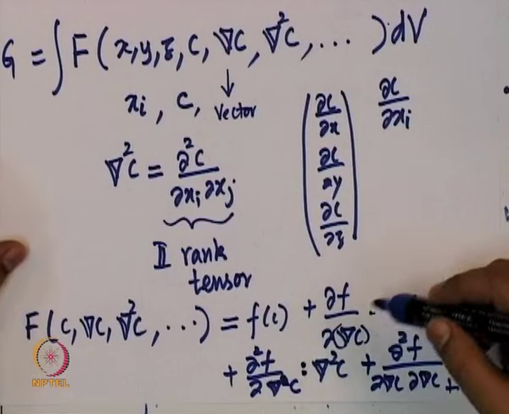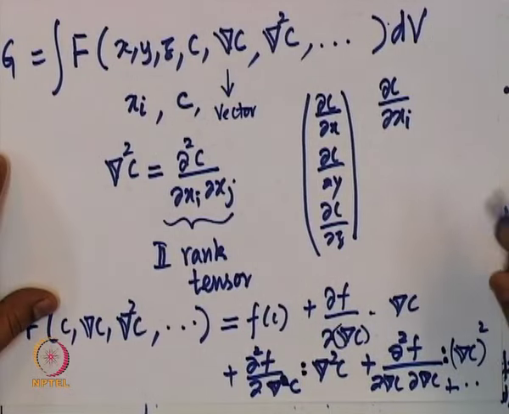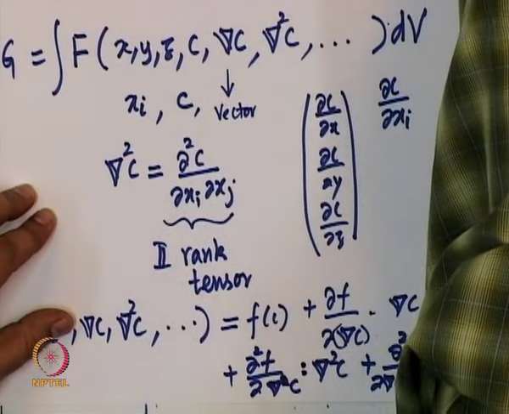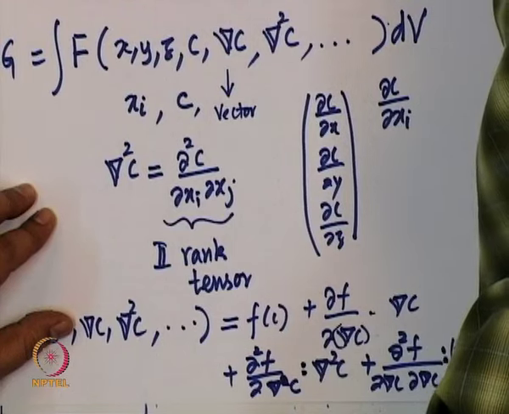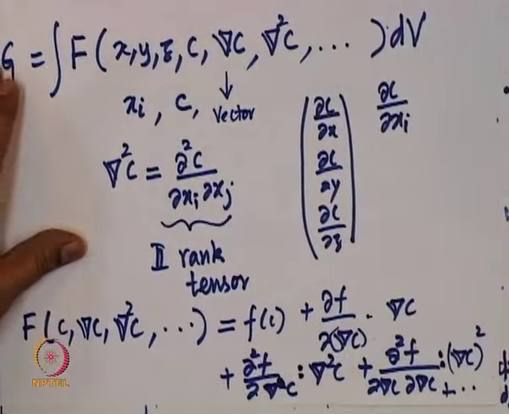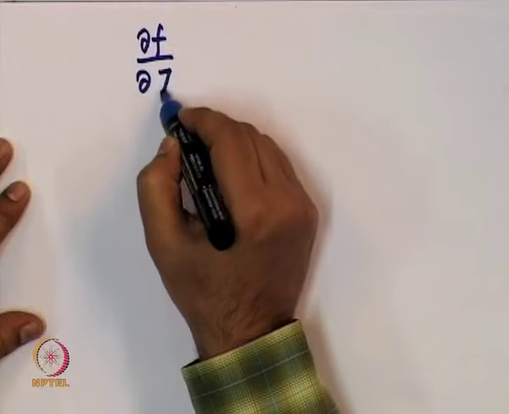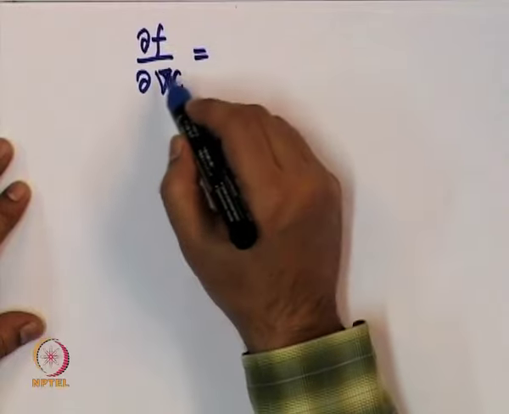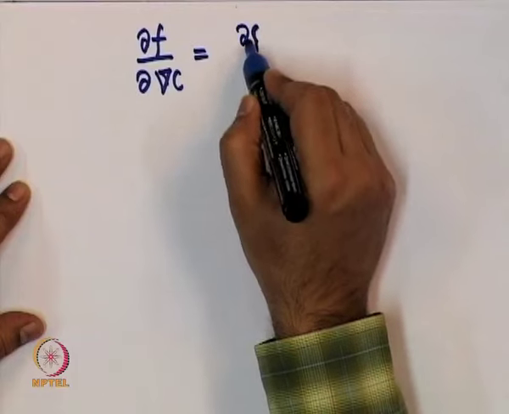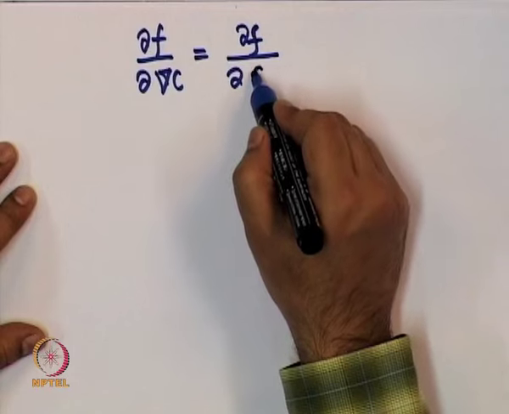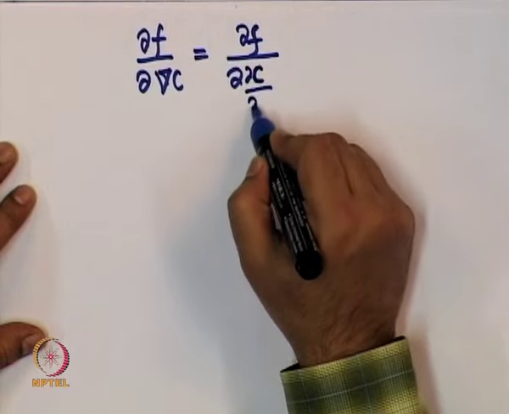Now, we are going to use all the properties that we had derived. So, what is dou f by dou del c? You can see that it is a first rank tensor. Okay. So, what is this first rank tensor? So, dou f by dou del c, which I am going to write as dou f by dou, and then dou c by dou x i.